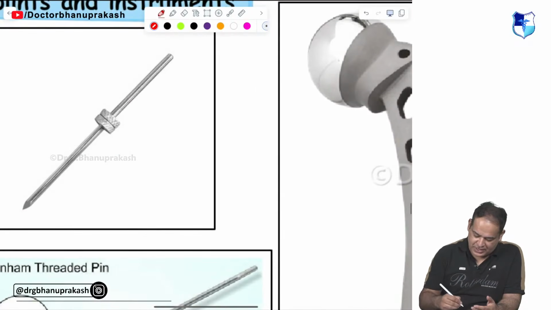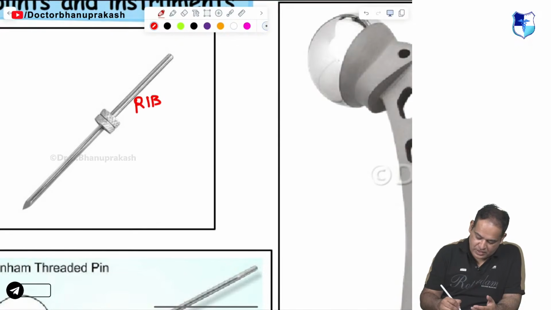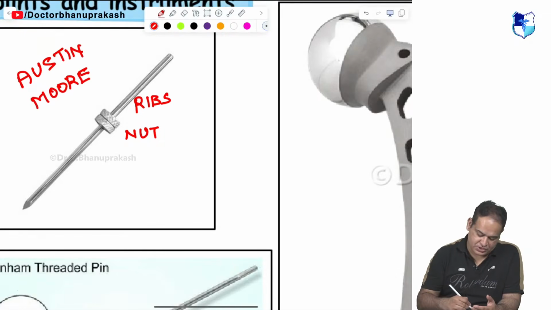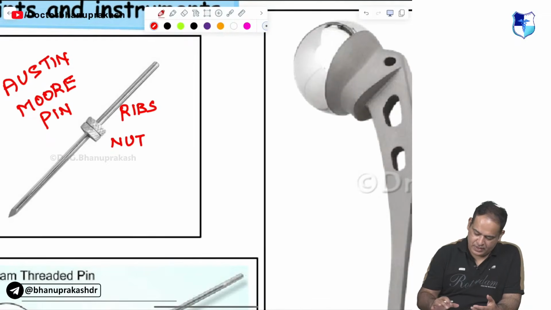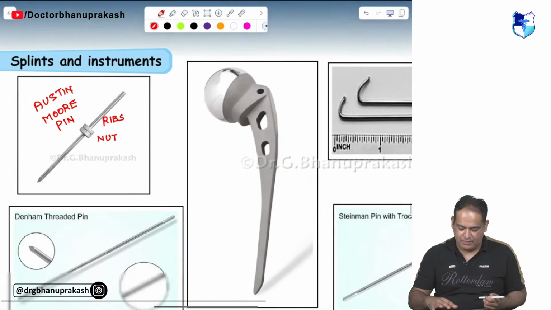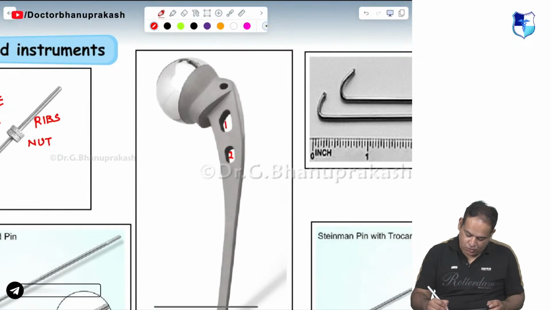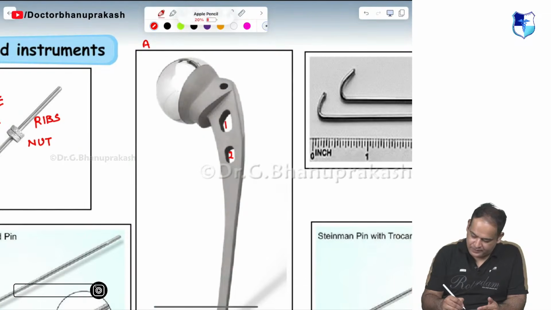Now splint and instrument. So if you see a long pin like this with ribs and a nut in the middle, what is this pin? Austin Moore pin. Now there is another device with the same name, Austin Moore. See, there are two holes. What is the name?